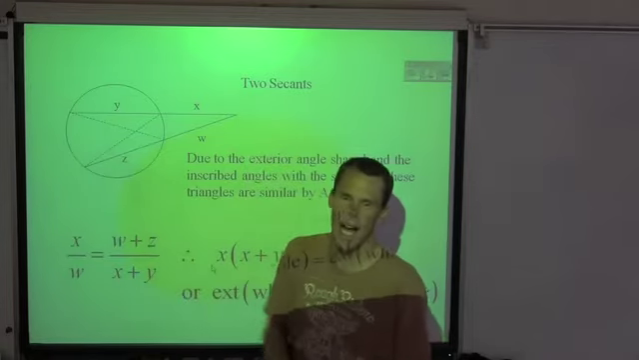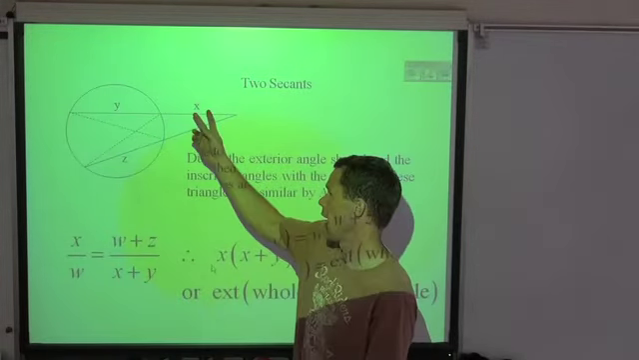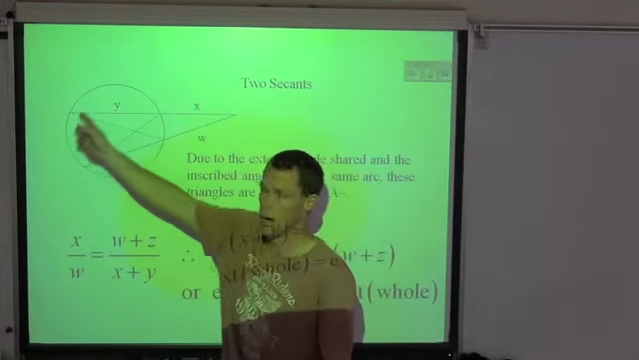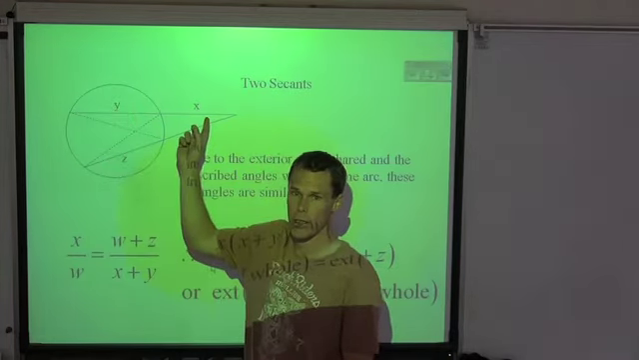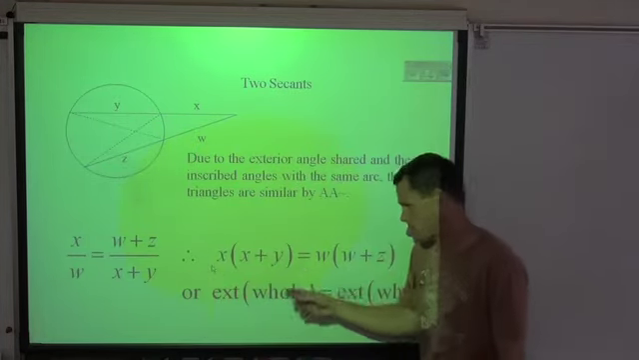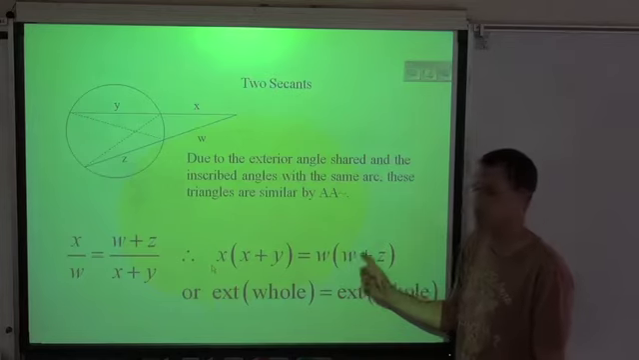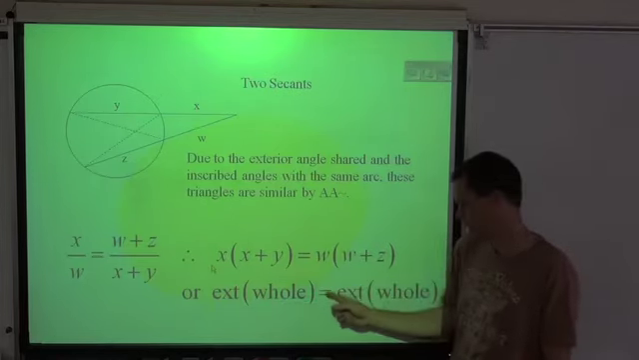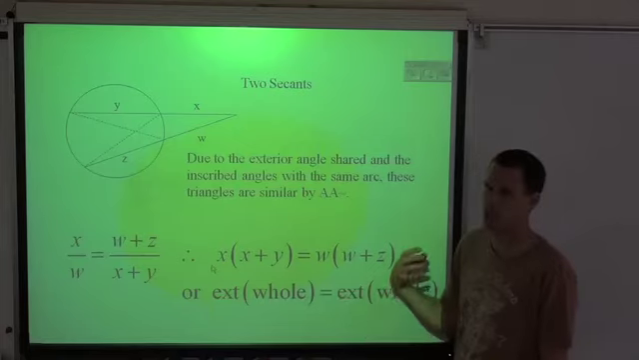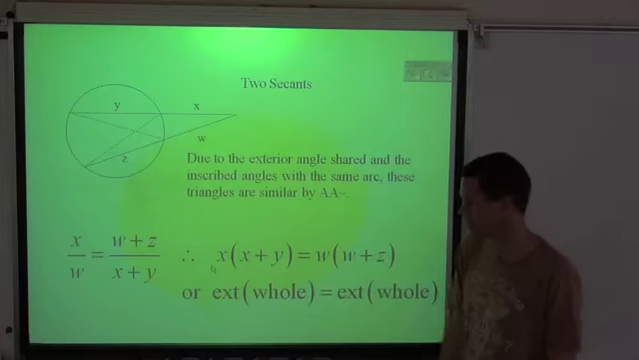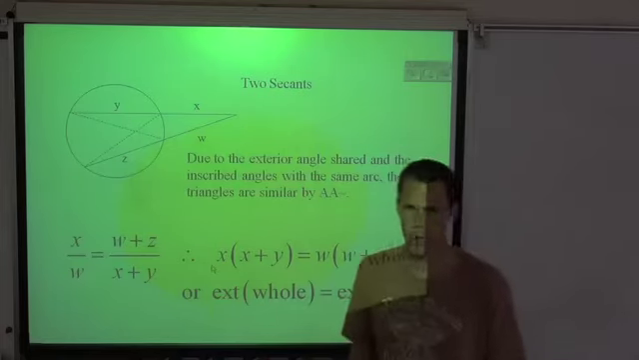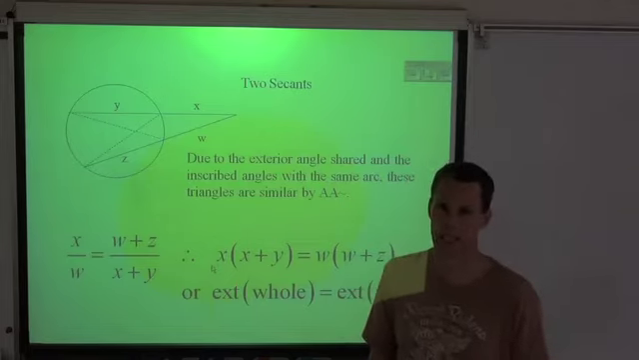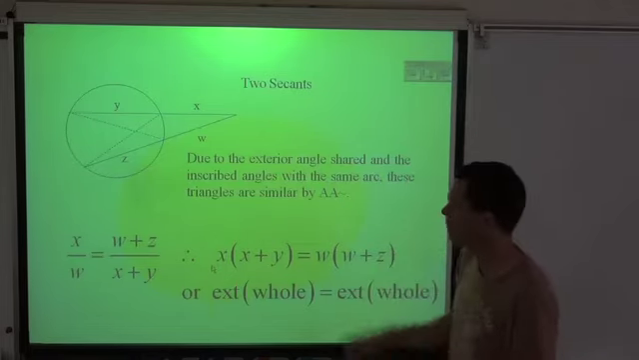It does not say that. It says the exterior times the sum of the two parts. X times X plus Y equals W times W plus Z. Exterior times the whole thing equals exterior times the whole secant. This is the relationship for two secants. We have one more.